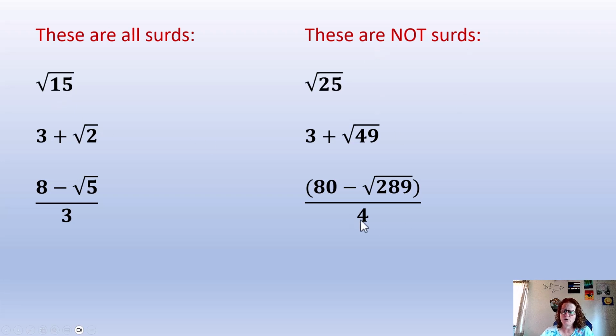On the right here, all of these are not surds because I have the square root of 25, which is equal to 5. 3 plus the square root of 49 is 3 plus 7, which gives me 10. 80 minus the square root of 289, which is 17, divided by 4, and I'm going to get a whole number. Okay?